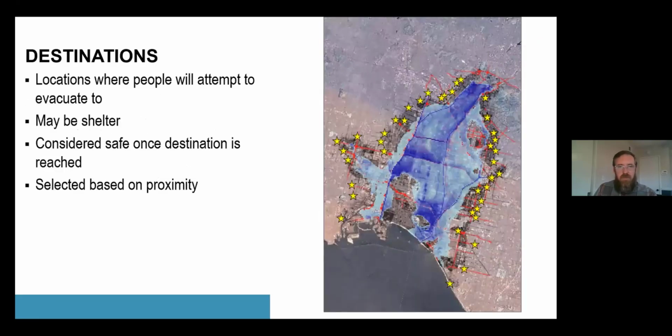Destinations, represented here by the stars on this road network, are places where people will attempt to evacuate. And here we're trying to get everyone outside of the flood zone, but you could also place that destination inside the flood zone to represent a shelter, maybe a building that's elevated out of the floodplain that would be a safe haven. Either way, the people are considered safe once they reach that destination. And the destination is selected in the model based on its proximity to the person's starting position.